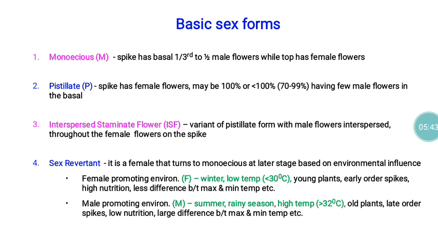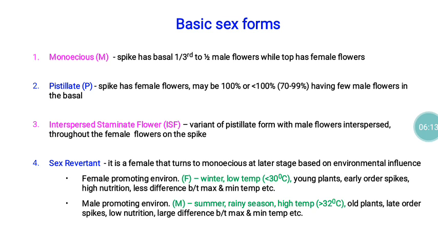Another category is the sex revertant. Sex revertants are originally pistillate flowers, but at any point of time they will be reverted back to monoecious nature. Monoecious means both male and female flowers will occur at any time. So that reversion is under the control of climatic, soil and environmental factors.